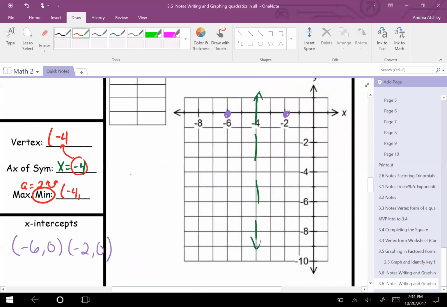So I have to work backwards. It's a over 1, 3a over 1, then 5a over 1. Since I have the a value to be 2, it's 2 over 1, then 3 times 2 over 1, then 5 times 2 over 1. And I have to work backwards. So I'm 2 away from the axis of symmetry. That means I need to use those first 2 backwards.